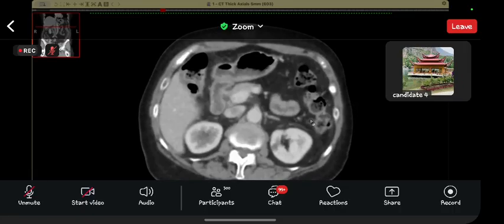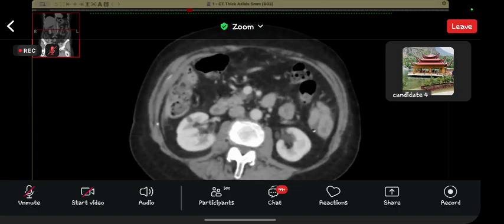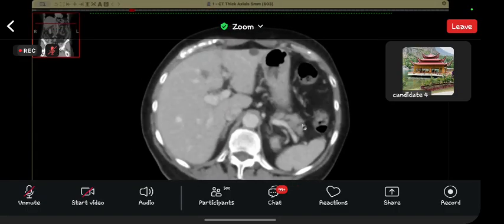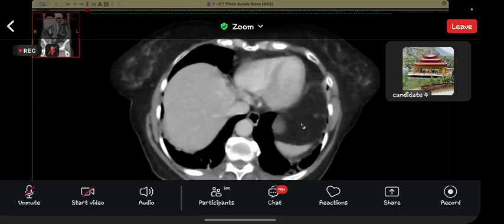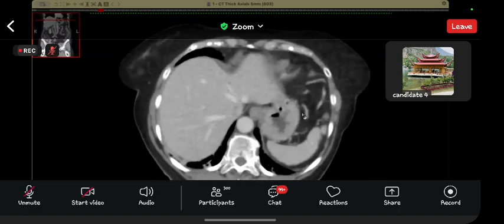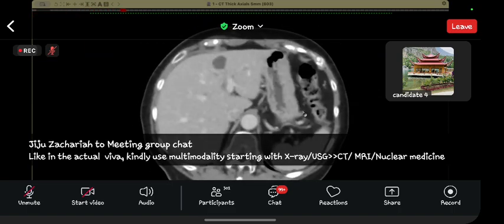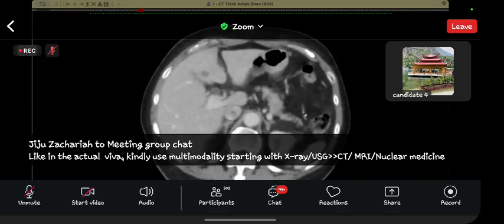Yes, sir. I've been presented with the CT scan axial section post-contrast images of a patient who presented in the A&E post-cholecystectomy with right upper quadrant pain. I would like to scroll through the images first and then give my findings.